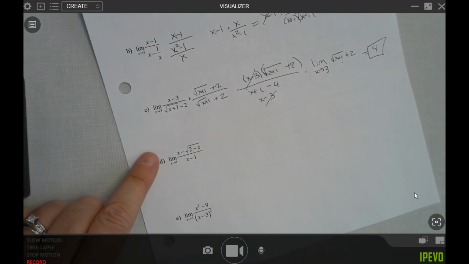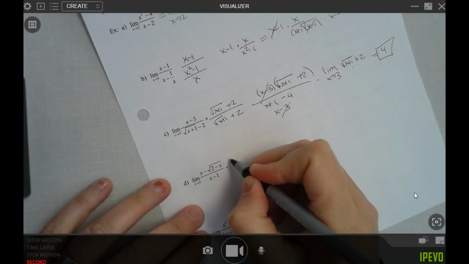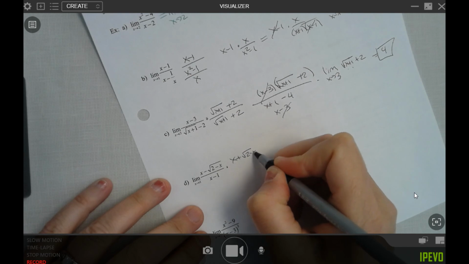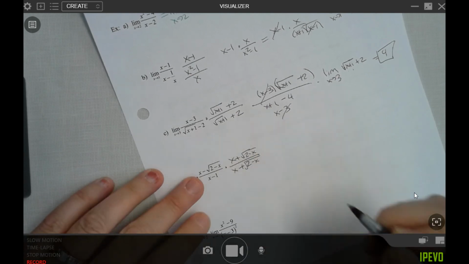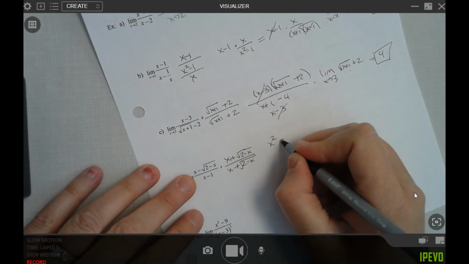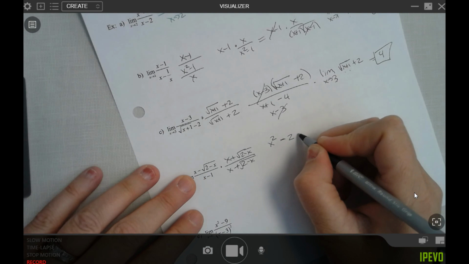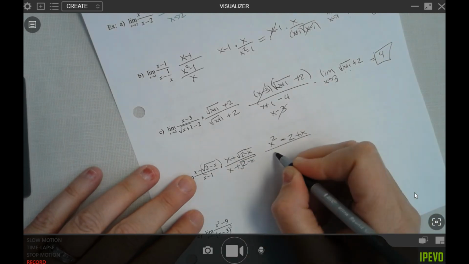Okay. So this one, same problem. We're going to get 0 over 0. This time, though, I'm going to multiply by the conjugate of the top. Again, pretend the limit's not there, so I can just FOIL. So I'm going to get an x squared minus 2. So this is a minus this whole thing. So it becomes minus plus x over the bottom.